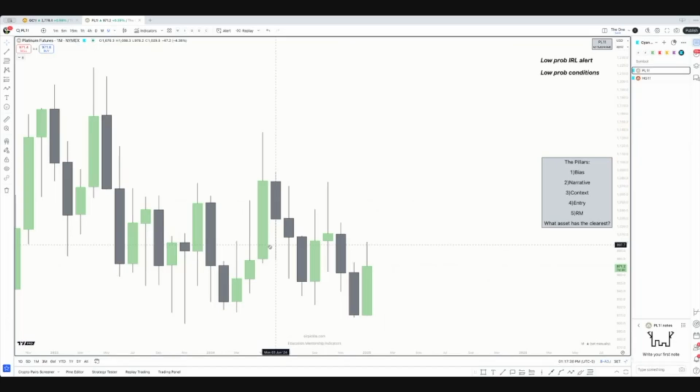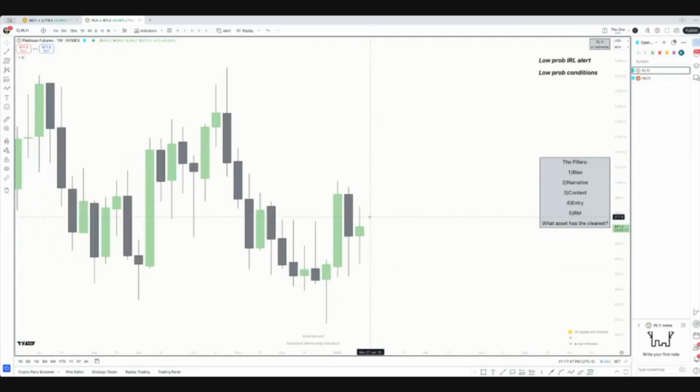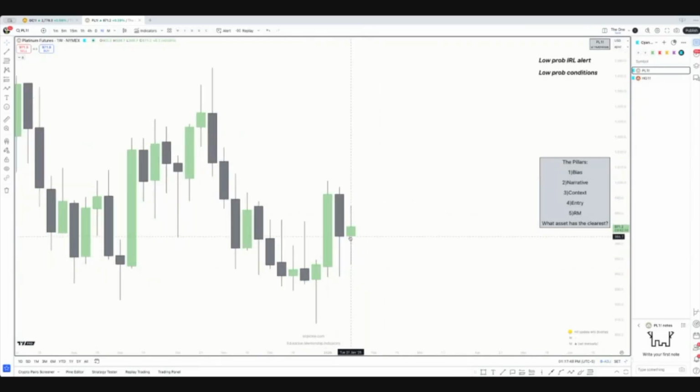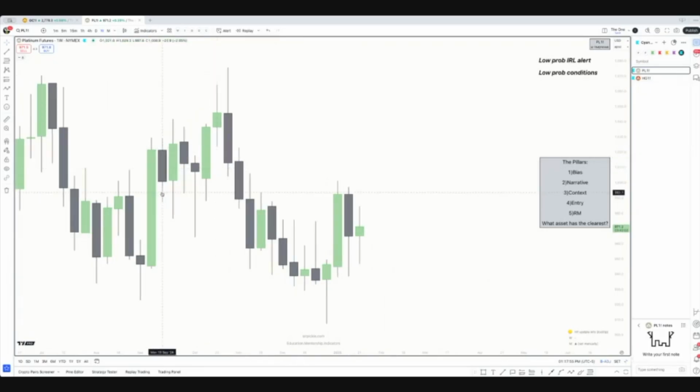A lack of fair value gaps signals low probability conditions. It's a lack of order flow, right? So when you have no fair value gaps, you have low probability conditions. And we're seeing that right off the bat on the monthly. That's a red flag for me. Go to the weekly. Same thing on the weekly. There has been no weekly fair value gap since, this is a tiny one too, I wouldn't even consider that, since over here, since last September.